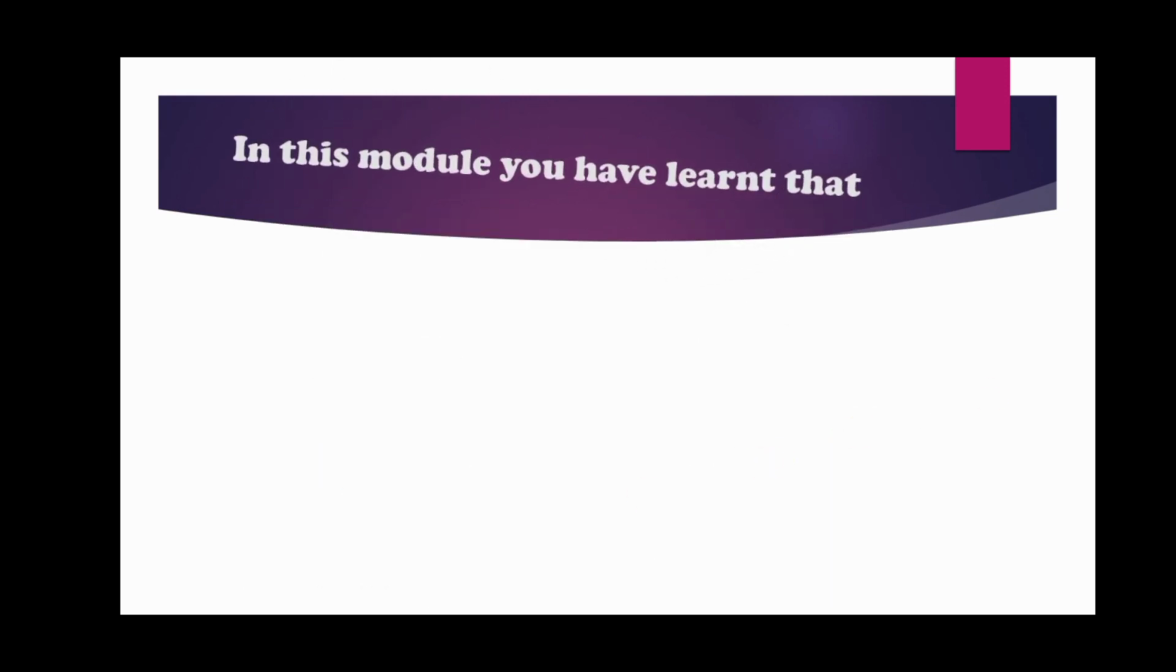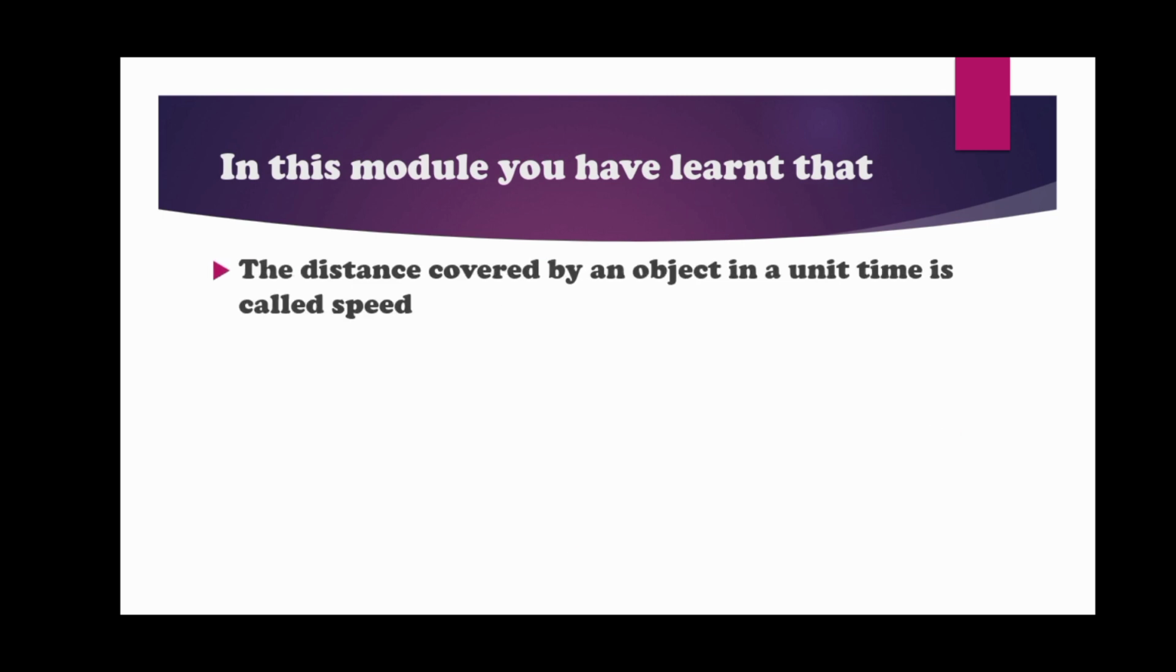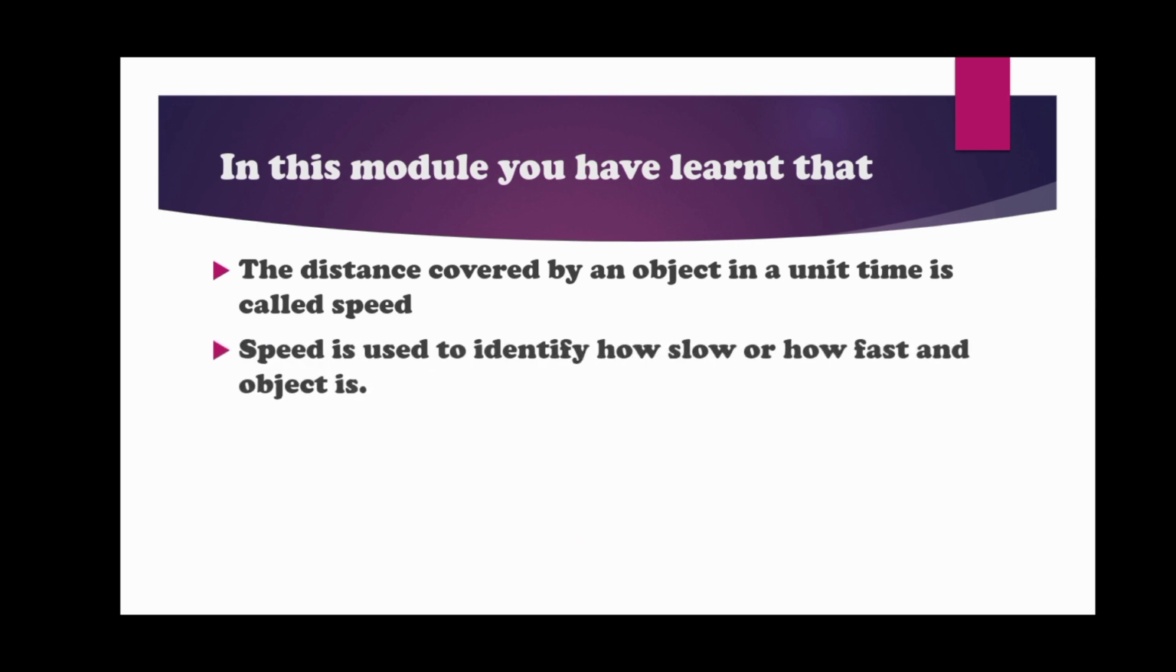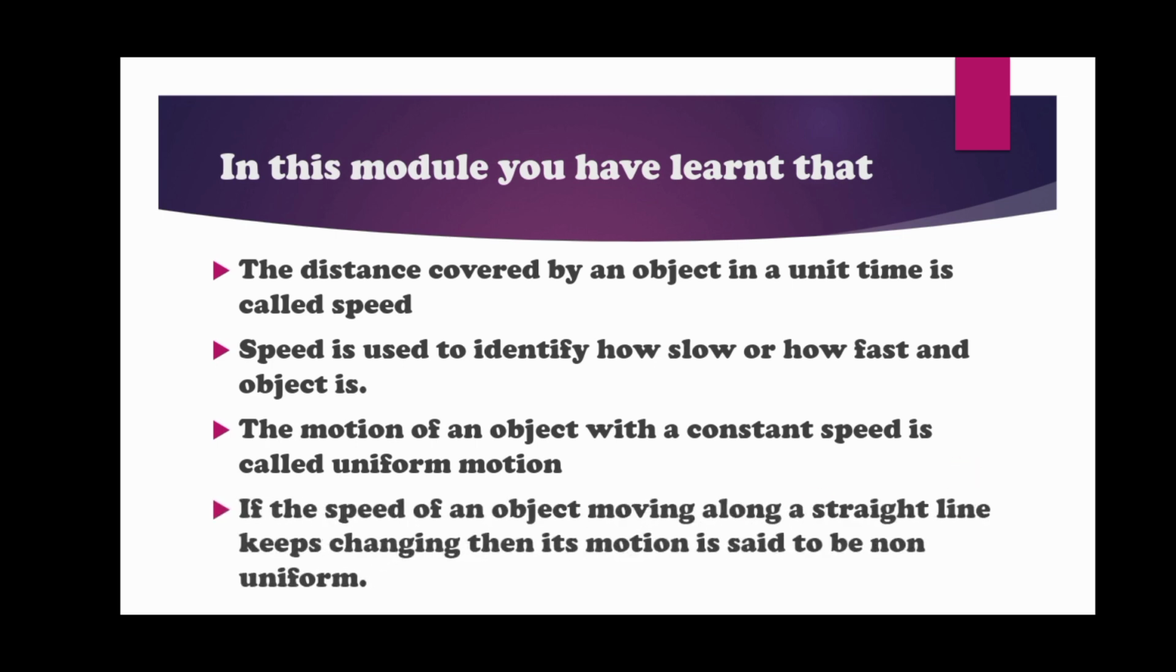So, in this module, we have learned that the distance covered by an object in a unit time is called speed. Speed is used to identify how slow or how fast an object is. The motion of an object with a constant speed is called uniform motion. If the speed of an object moving along a straight line keeps changing, then its motion is said to be non-uniform.